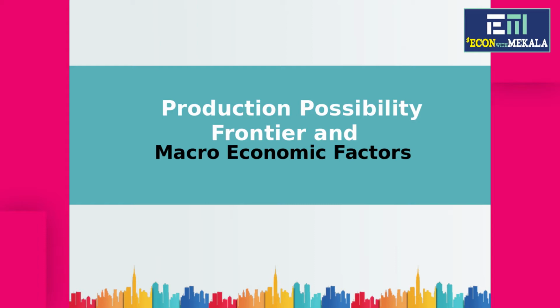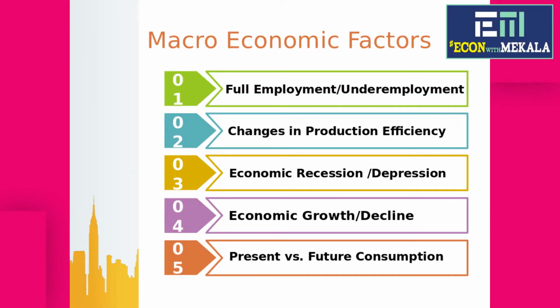So today our lesson is about production possibility frontier and macroeconomic factors. In our previous lessons, we discussed some changes in production possibility frontier due to microeconomic factors. So today we are going to discuss changes which can occur due to changes in macroeconomic factors. We'll be discussing full employment, unemployment, recession, depression, economic growth and economic decline, and also changes in production efficiency and present and future consumption.